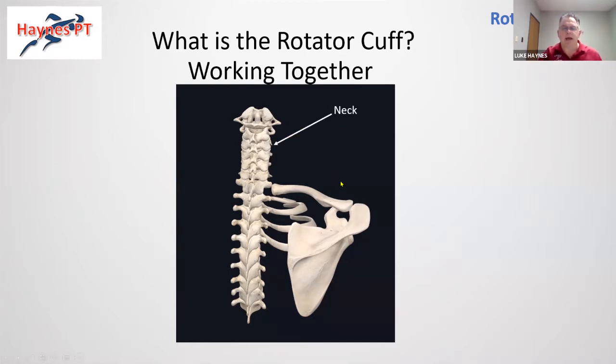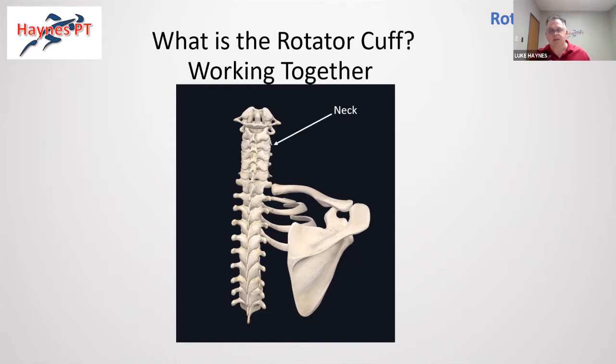So the first thing we look at is the neck. Because of how close it is to the shoulder, an issue in the neck can really have an impact on what's going on in the shoulder itself. So for treatment of the shoulder, we have to take a close look at how the neck is moving.